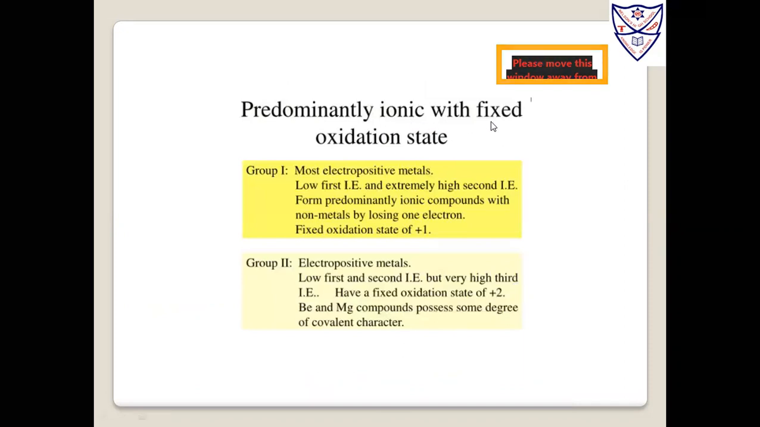Predominantly ionic with fixed oxidation state. Group 1 is what? Most electropositive metals. It has a low first ionization enthalpy and extremely high second ionization energy. You can say ionization energy, ionization enthalpy, right? They form predominantly ionic compounds with a non-metal by losing one electron, and it has a fixed oxidation state of +1.